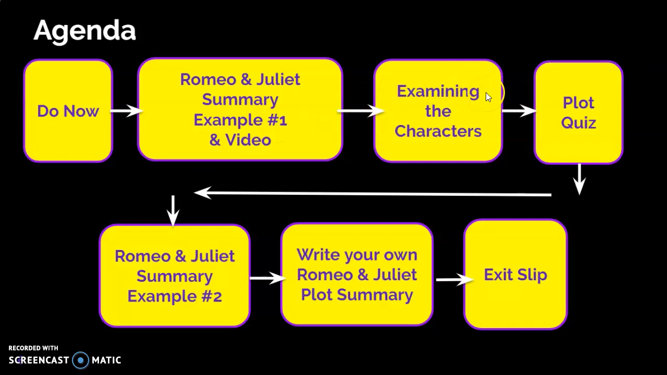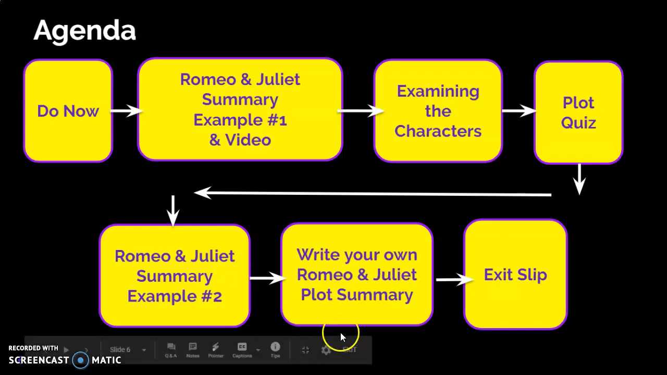After that, we're going to examine all of the characters in the play. This is a way to give you guided notes so that when we're talking about the play, you can kind of keep track of which characters did what and were important in which parts of the story. We're going to have a short plot quiz. That's just going to review everything that we did up to that point in the lesson before we get the final summary example, which is going to be a very detailed summary. But it's going to give us an example of the type of writing we're aiming for today. And then you're going to write your own plot summary before completing the exit slip and submitting that through our Google Forms.